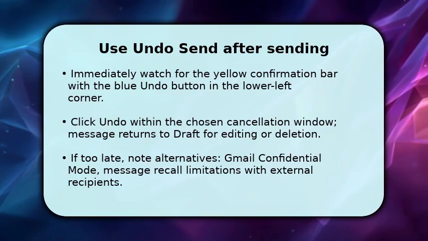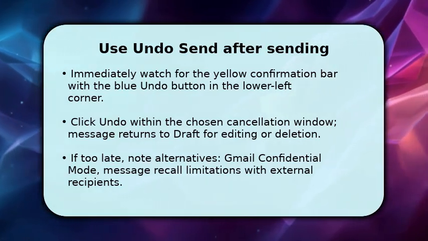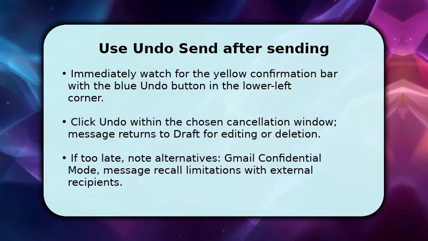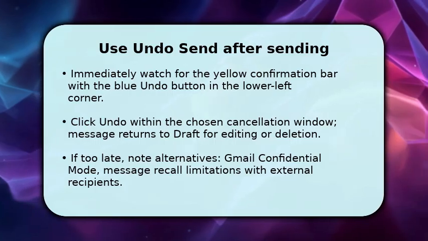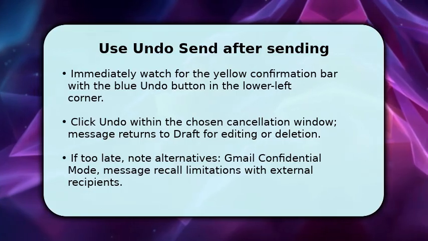You must act fast. Once you hit send, watch the yellow confirmation bar that appears at the bottom left of the screen. It contains a blue undo button. Click undo before the cancellation timer expires and Gmail will pull the message back into draft. This removes it from outbound delivery and lets you edit or delete it.